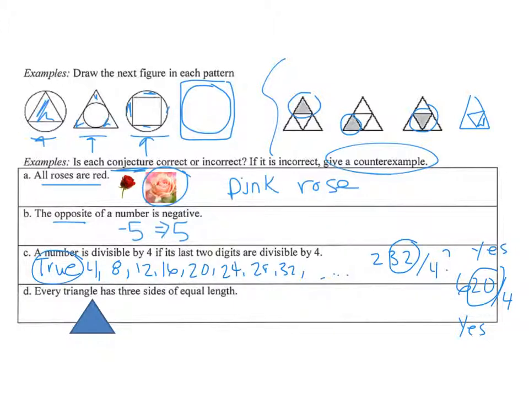D. Every triangle has 3 sides of equal length. Well, this triangle has 3 sides of equal length, but do all triangles have 3 sides of equal length? No. So this is our counterexample right here: a triangle with 3 different side lengths.